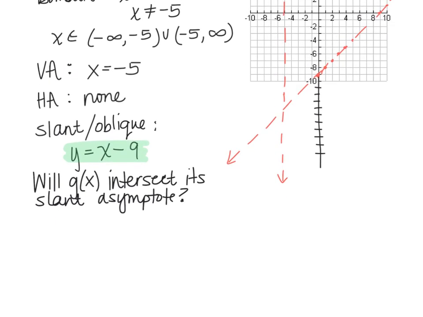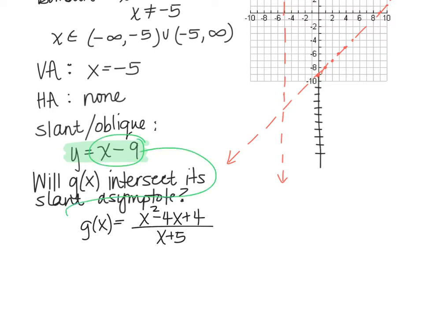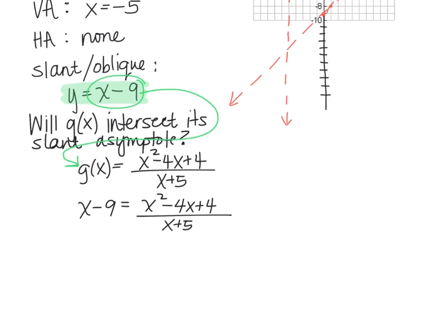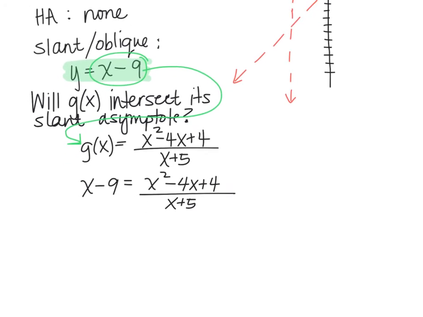So we have g of x, the original curve, is equal to x squared minus 4x plus 4 divided by x plus 5. And then we're going to go ahead and take the equation for that slant asymptote, y equals x minus 9, and we're essentially substituting that in for y to see if these curves intersect. So that gives us the equation x minus 9 is equal to x squared minus 4x plus 4 divided by x plus 5. That's going to allow us to see if the function ever crosses or intersects its slant asymptote.